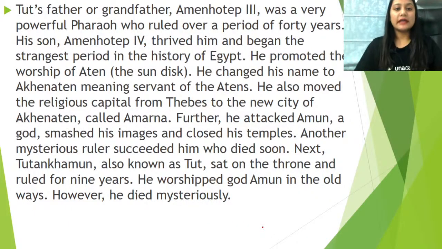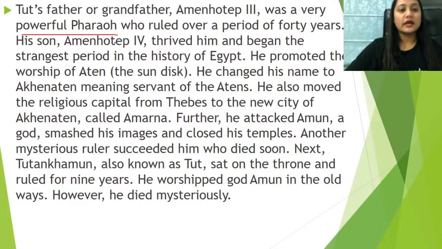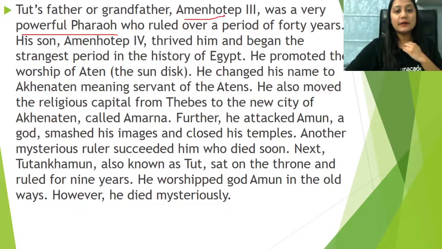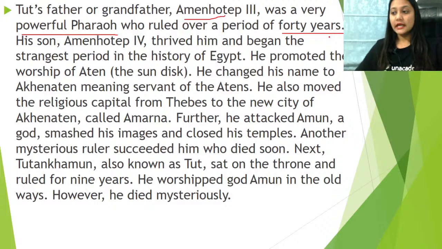Tut's father or grandfather, Amenhotep III, was a very powerful pharaoh. Again, the meaning of the word pharaoh is a king. So whosoever that was, either the father or the grandfather, Amenhotep, that was a powerful ruler who ruled over a period of 40 years. So this particular ruler, Amenhotep III, ruled for 40 long years.